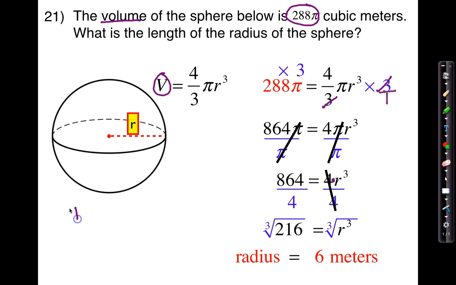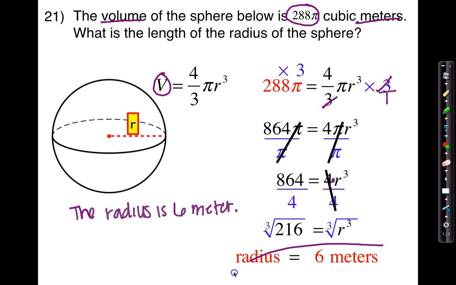I'm going to say the radius is 6, and don't forget the units. It's in meters, so I'm going to say 6 meters. This type of answer will suffice as well, but sentences definitely help you understand what you're trying to do in the first place.